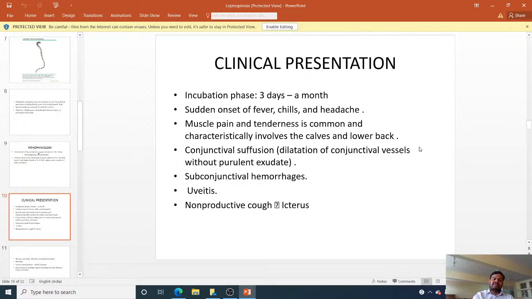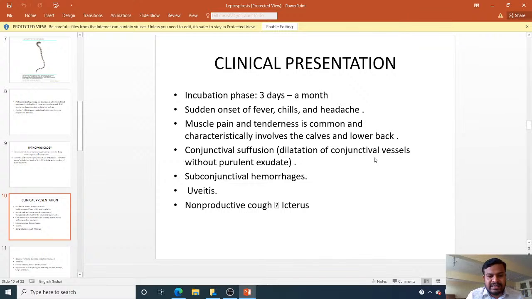The incubation period of leptospira is 3 days to a month. Within this period, the patient can present anytime, so you should be aware of that. Sudden onset fever, chills, and headache are the presenting complaints. You can also have muscle pain and tenderness, commonly in the calves and the lower back. You should know this.